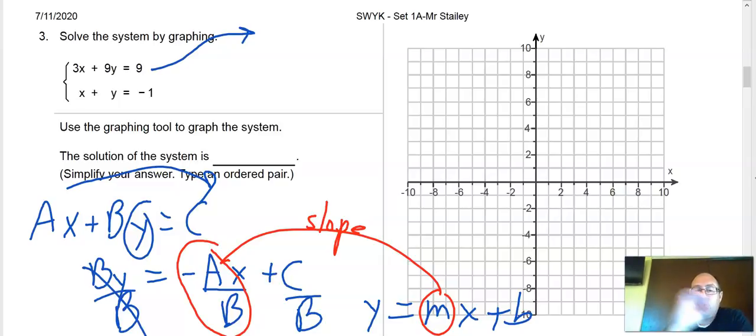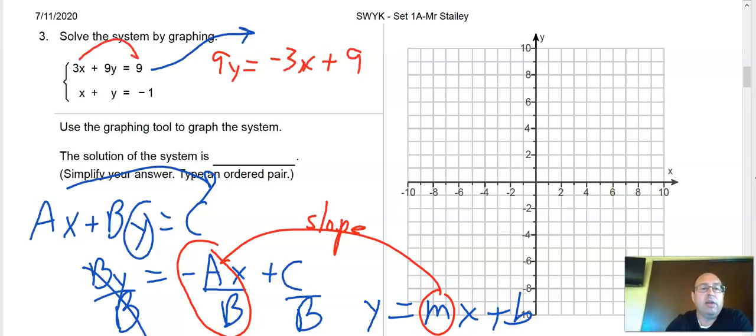Now, that tool that I'm showing you is sometimes a very useful tool, and in fact, it'll be more useful in the next section. But let's see here. So we would do the same type of thing. 9y equals -3x plus 9, because I'm moving the 3x term to the other side, and then dividing by 9.